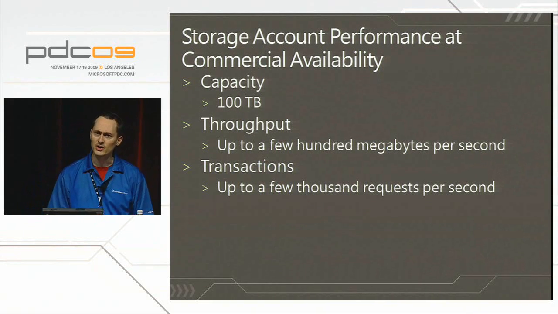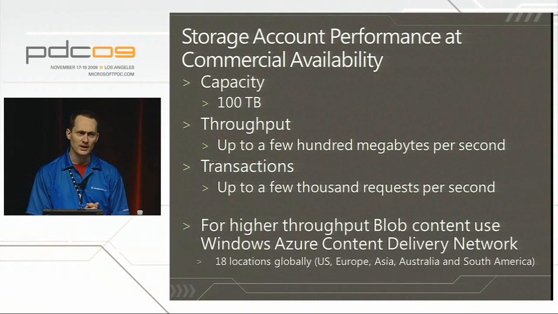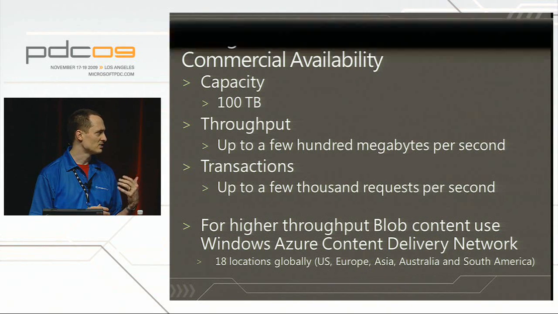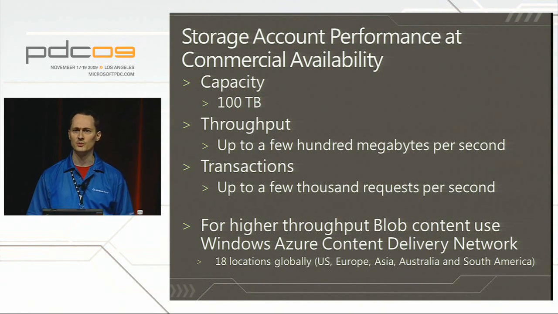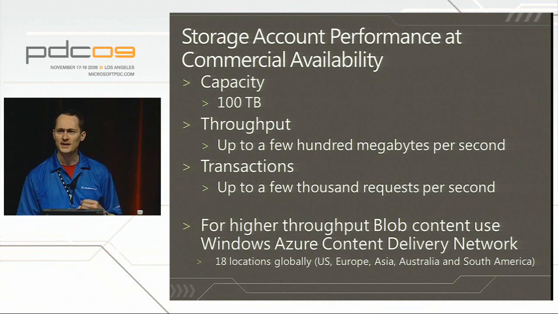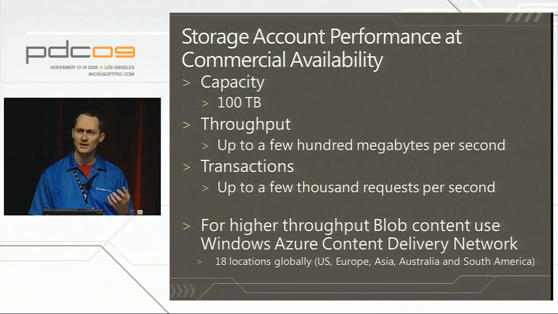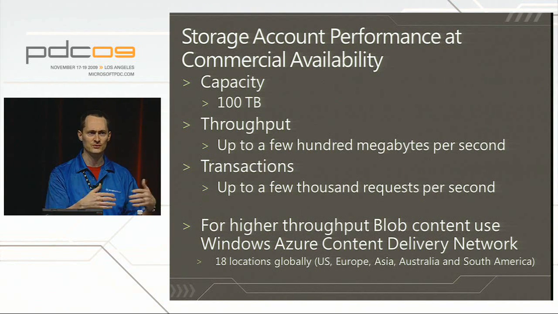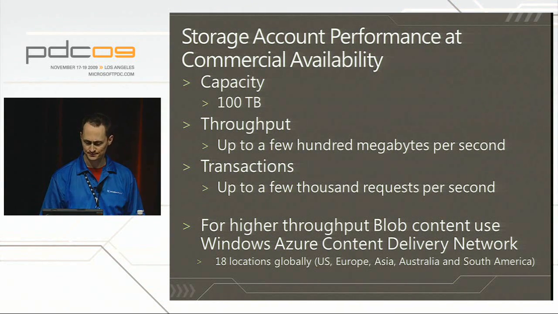Now, one other thing I want to talk about here is, for high throughput blob delivery to your end users, one thing you might want to check out is our Windows Azure Content Delivery Network we recently made available. This allows you to deliver your blob content with very high bandwidth around the world, where if you're delivering your content with the CDN, it will get cached on one of our 18 global edge locations and then serve the blobs from there to the end users for very high connectivity.